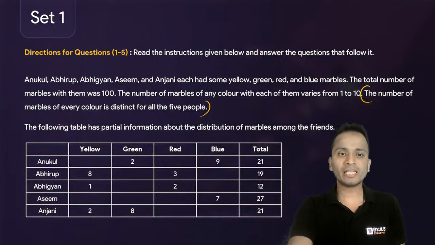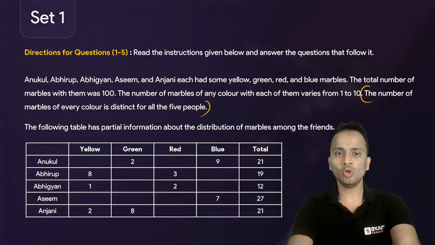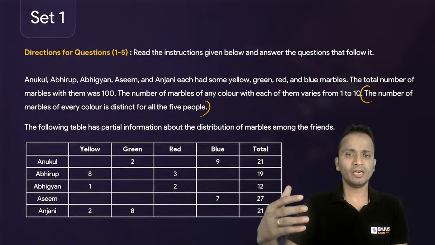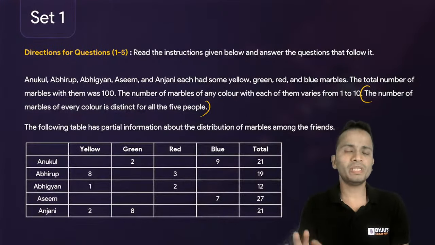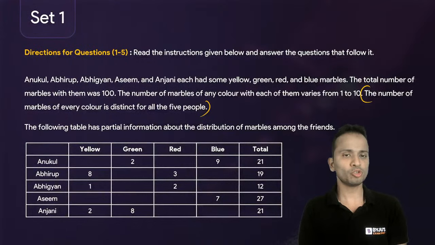Now, the following table has partial information about the distribution of marbles among the friends. So this is the first set of information that we have in our hand. Now read it. I'll stay on this information for another few seconds, and then we'll go to the second slide where the remaining data is given, and the table will also be there on the second slide. So don't worry.